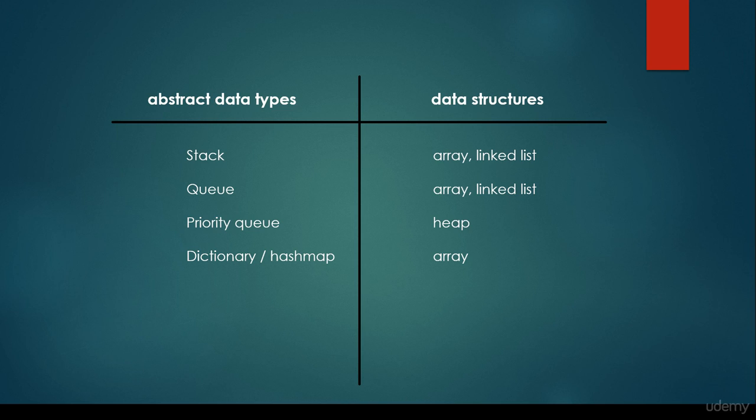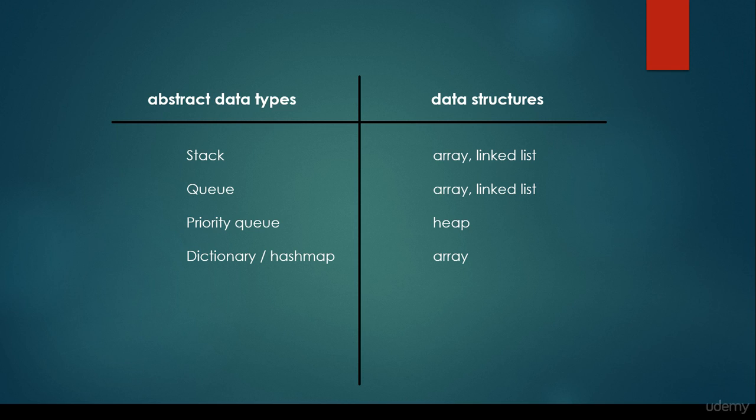We have the queue abstract data type, and we could implement queue with the help of array and linked list data structures. We have the priority queue as an abstract data type, and the heap, the concrete implementation of the priority queue. We have dictionaries and hash maps and arrays as the underlying data structures.